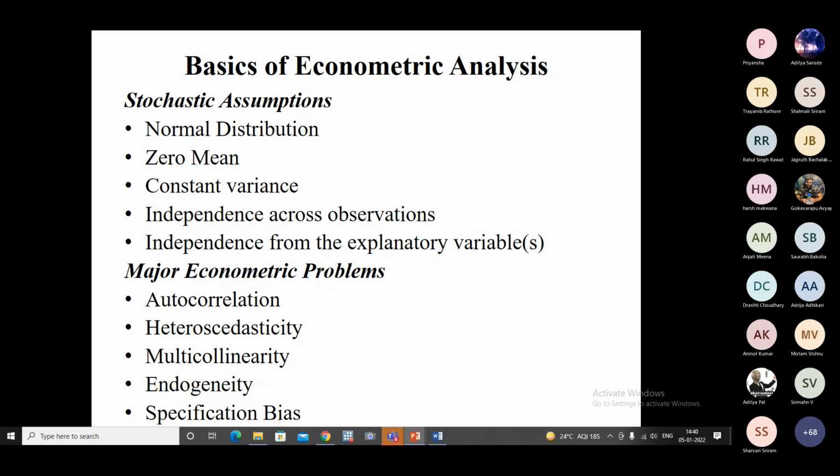Now, again, yesterday we talked about the assumptions that we make about the random disturbance term. We assume that it is normally distributed. We assume that it has zero mean, constant variance. It is independent across observations and also from the explanatory variables. Now, what happens if these assumptions are violated? Then there will be some consequences.